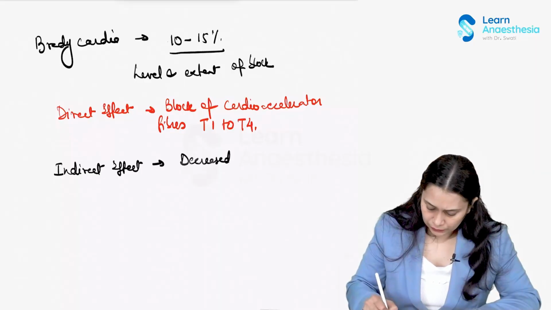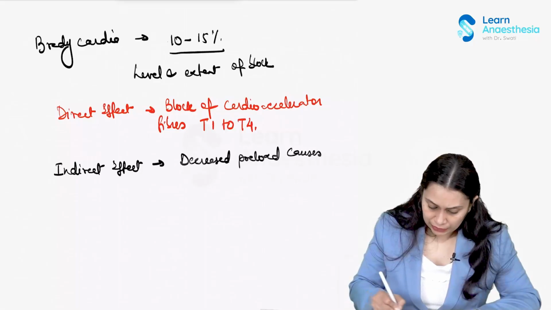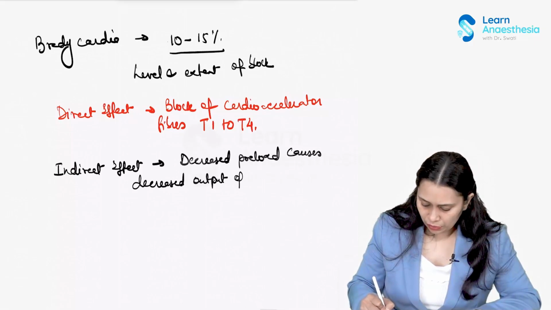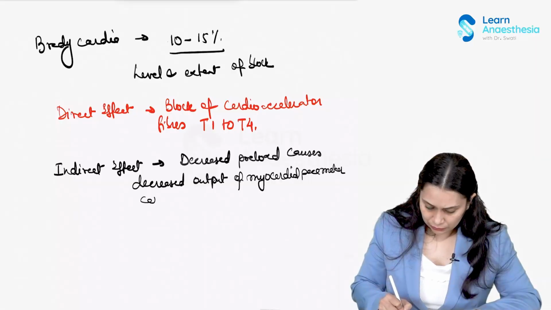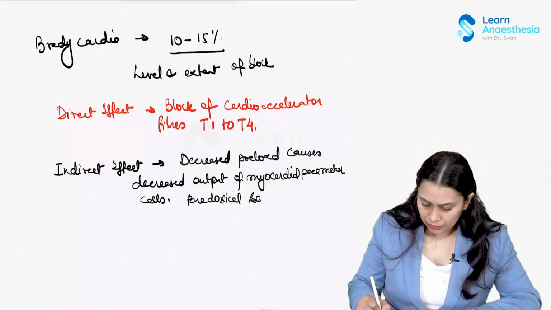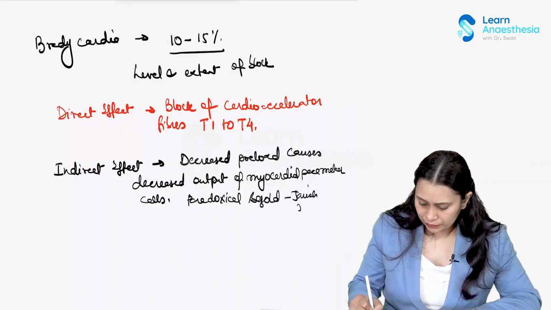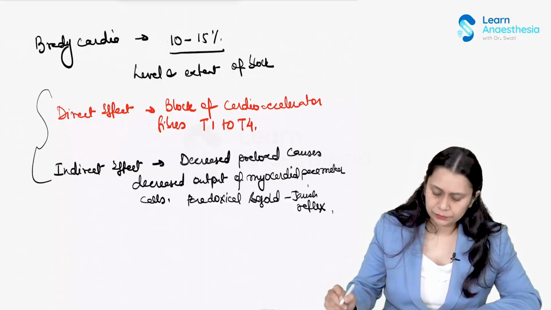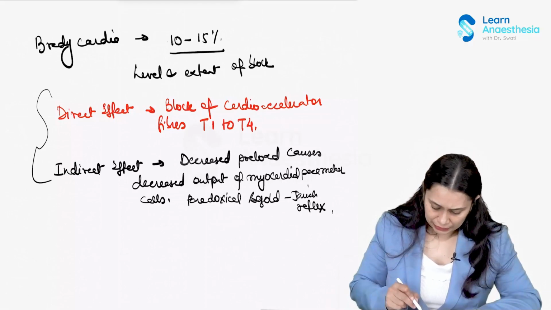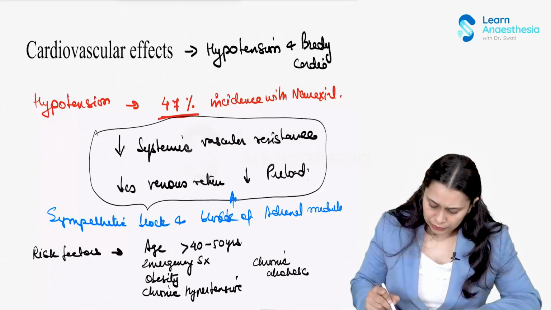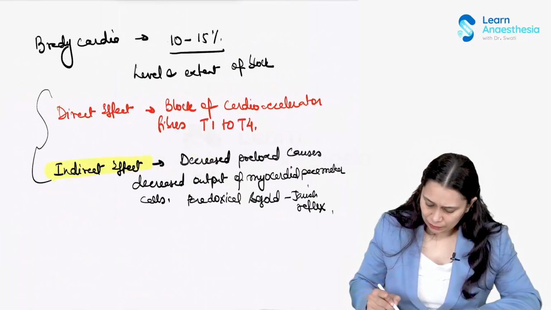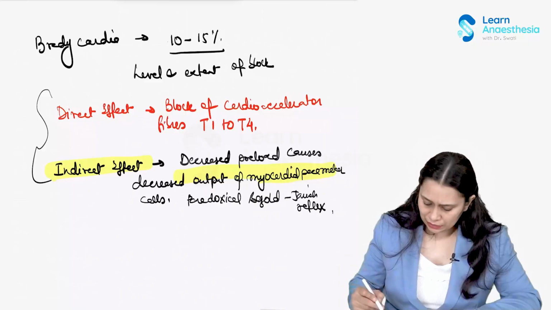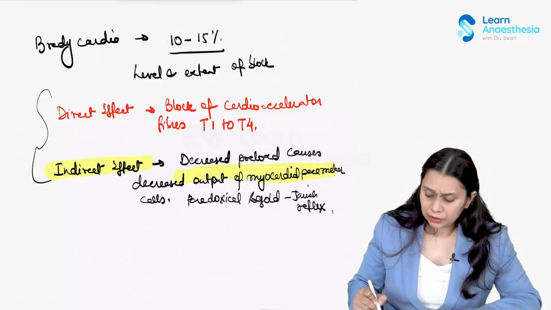Decreased preload causes decreased output of myocardial pacemaker cells. Okay. This is the paradoxical Bezold-Jarisch reflex. Right. Now, because of these two reasons, we get bradycardia. Bradycardia is more commonly because of this indirect effect, which is due to decreased venous return. Less firing of the pacemaker cells, the heart rate decreases. This is the paradoxical Bezold-Jarisch reflex.